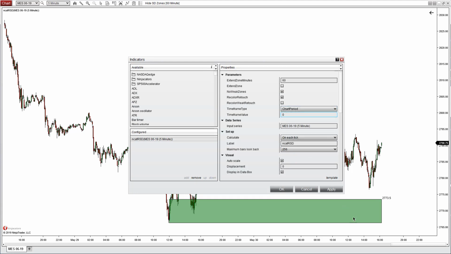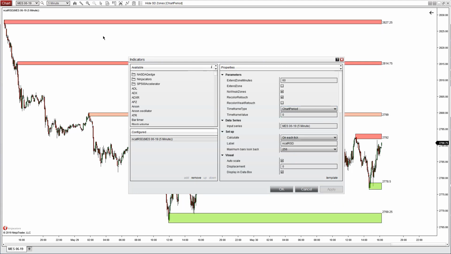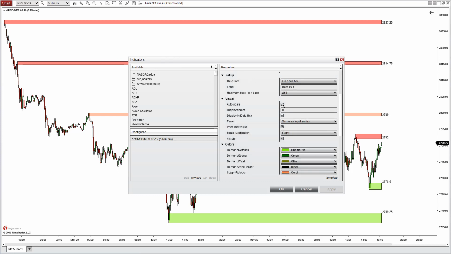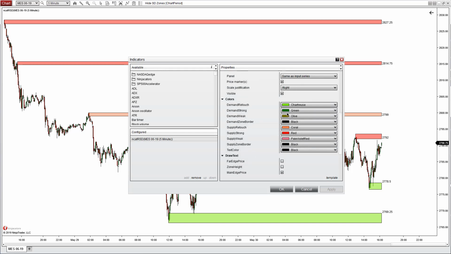Now if I want to keep it on the same chart period that I'm in, change this back to chart period and you're all set. Data series and setup, you want to leave the same. Visual, I'm going to leave the same here as well. Colors, if you want to change any of the colors of these zones, feel free to change anything here.